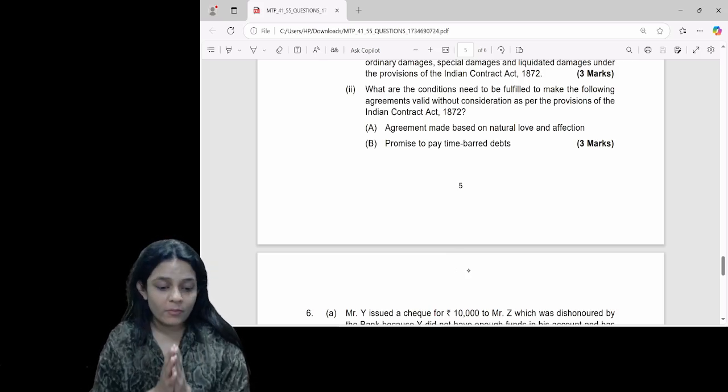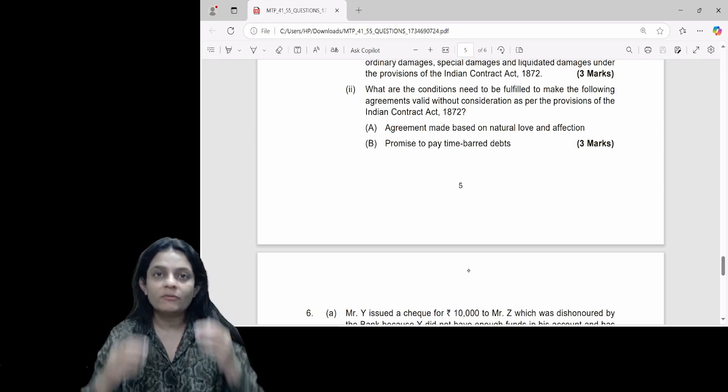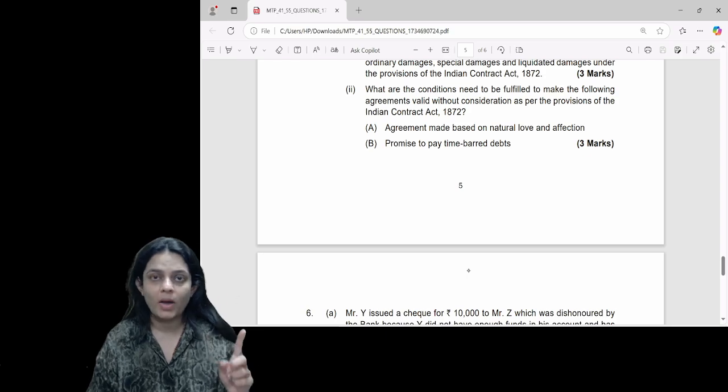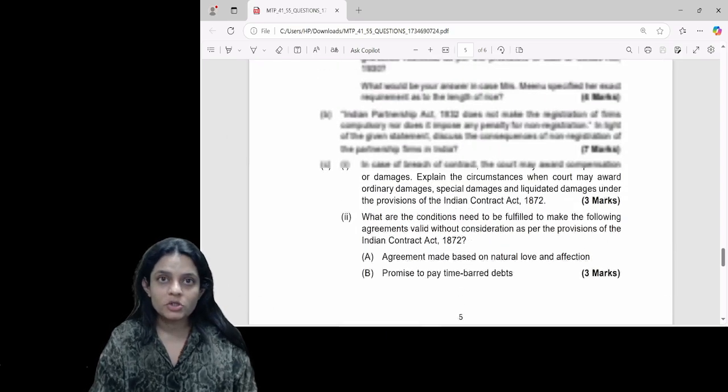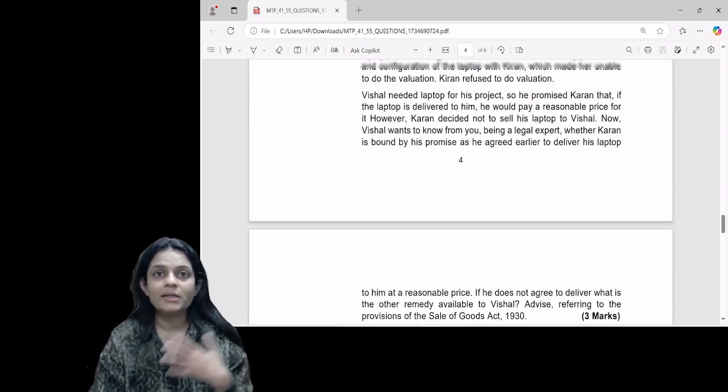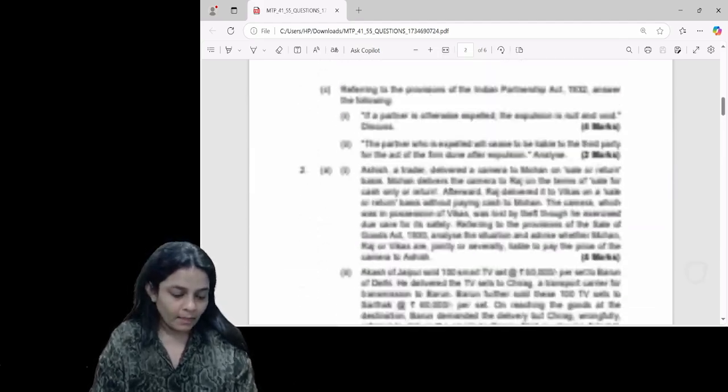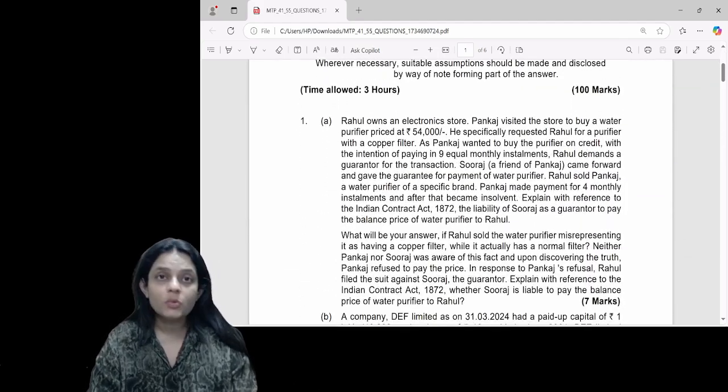So today I am going to discuss the mock test paper that was conducted by the ICAI, mock test one. So let's just have a look into the question paper and discuss the answers to the same. So starting with the first question.